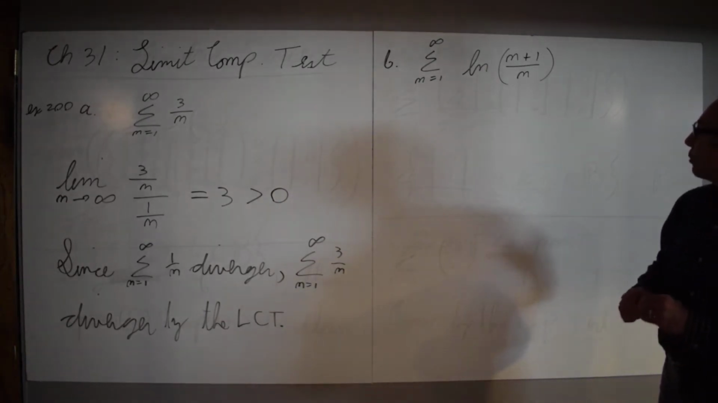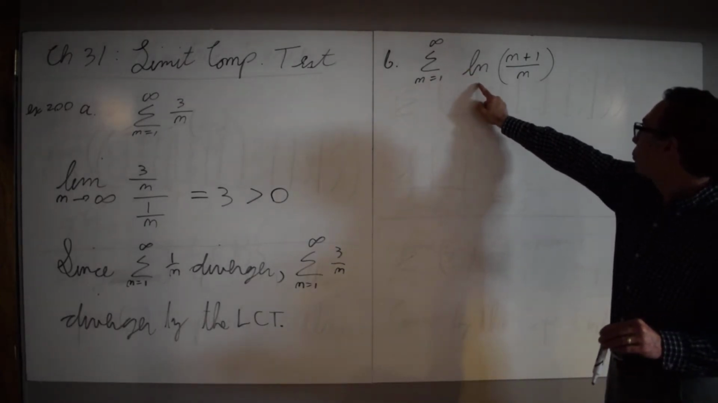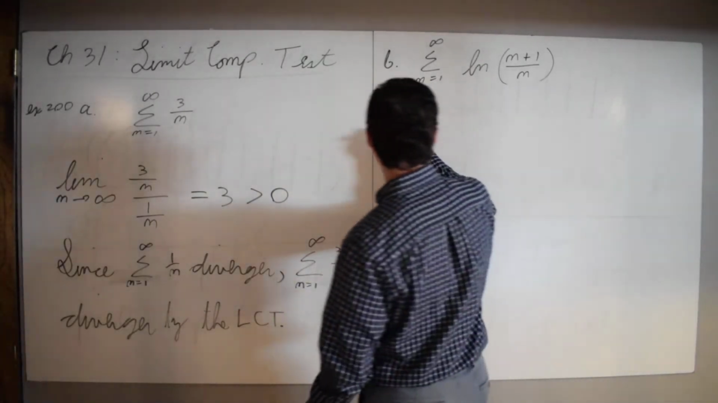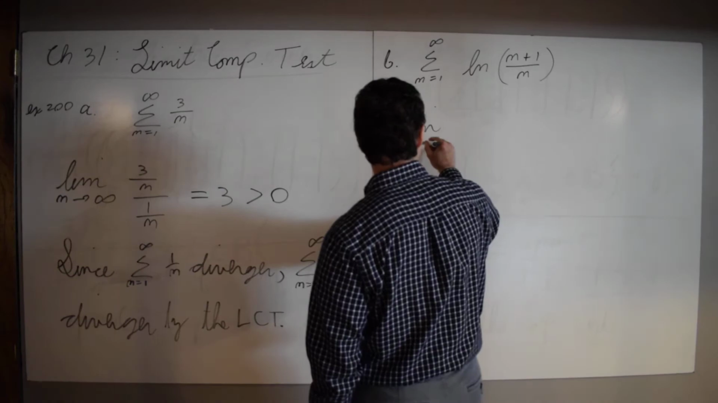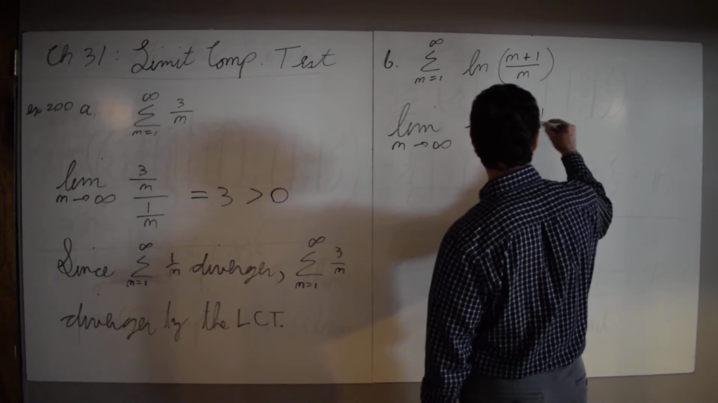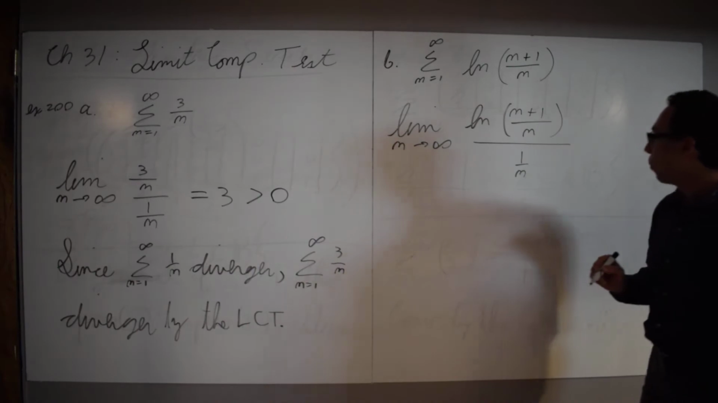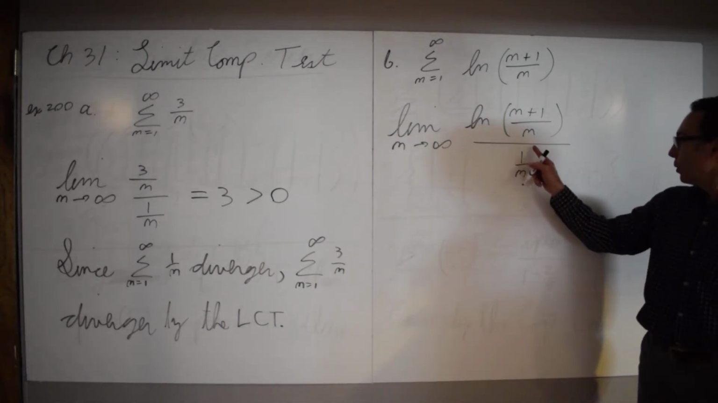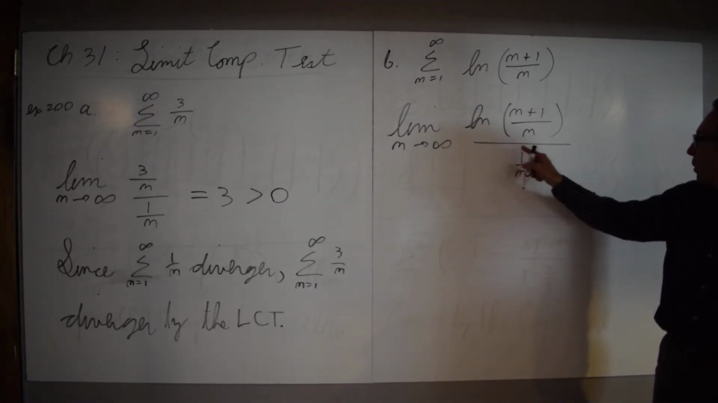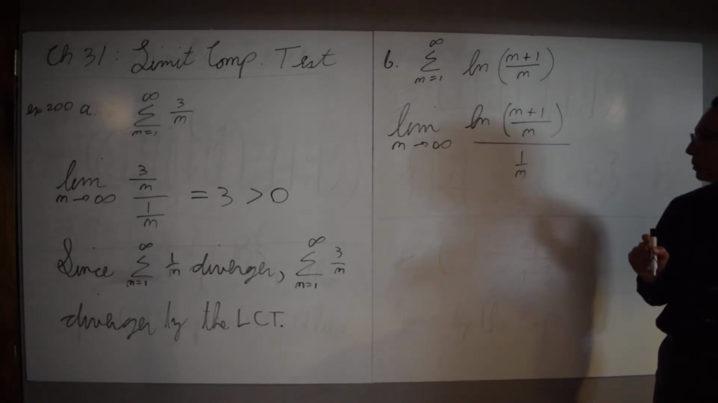And now for part B, we have the series n equal 1 to infinity of natural log of n plus 1 over n. And we'll apply the limit comparison test by calculating the following limit. The limit as n goes to infinity of natural log of n plus 1 divided by n, again, divided by 1 over n. Since we know that the series n equal 1 to infinity of 1 over n diverges, if this limit is a number greater than 0, then we'll know that this series diverges.